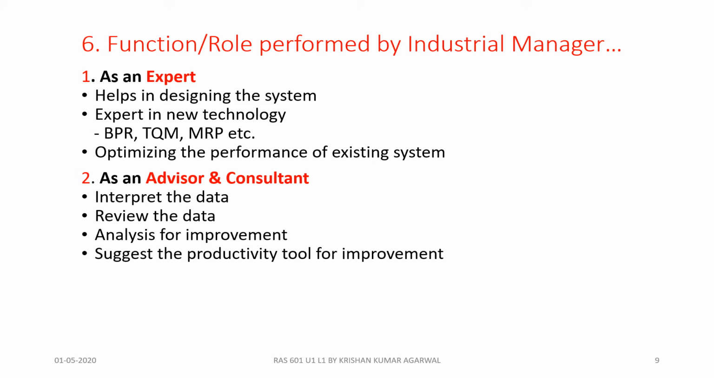Next, we'll discuss the function or the role performed by the industrial manager or engineer within the particular plant. An industrial manager works as an expert, advisor, consultant, motivator, trainer, and decision maker. There are various roles that are played by the industrial engineer as well as the manager. As an expert, he helps in designing the system, as well as he's an expert in the use of new as well as existing technology like business process reengineering, total quality management, material requirement planning, and he has to optimize the performance of the existing system. Unless the existing system is optimized, it cannot be ensured that it is used efficiently.